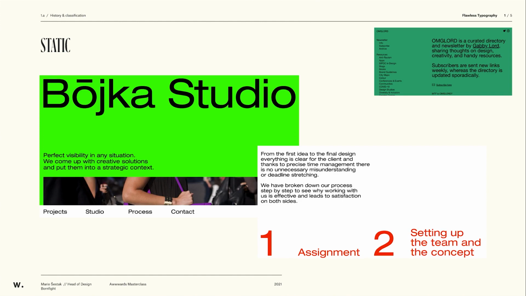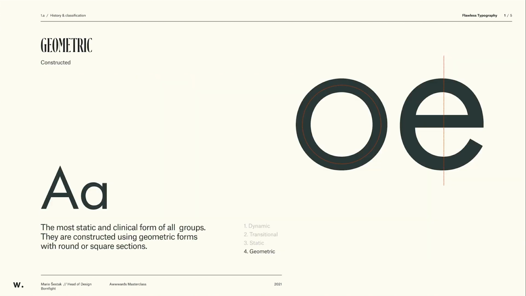I really like their simple form and lack of contrast, or very low contrast. Together with the transitional subgroup, or so-called grotesque, these two are my favorite groups. And the last category is geometric typefaces, or constructed typefaces, constructed from simple geometric shapes.